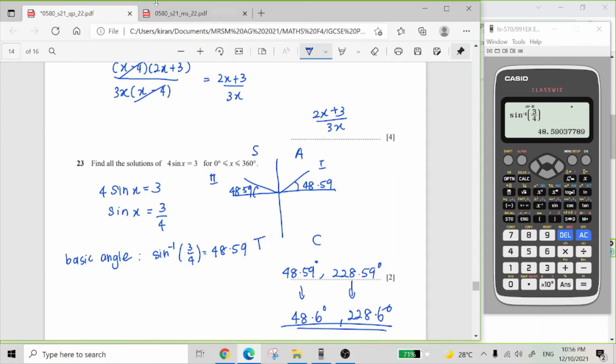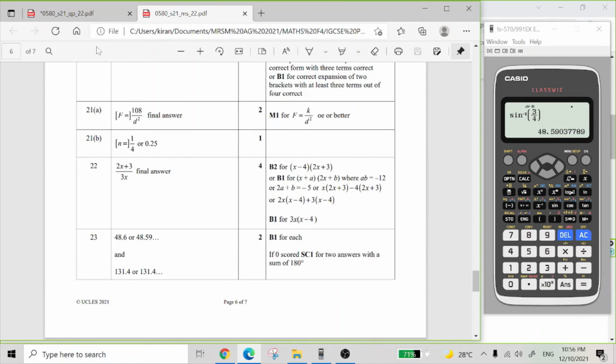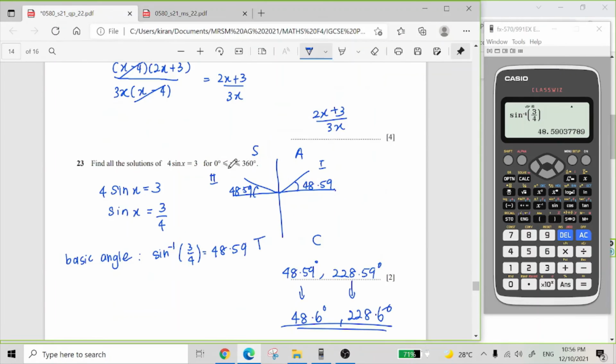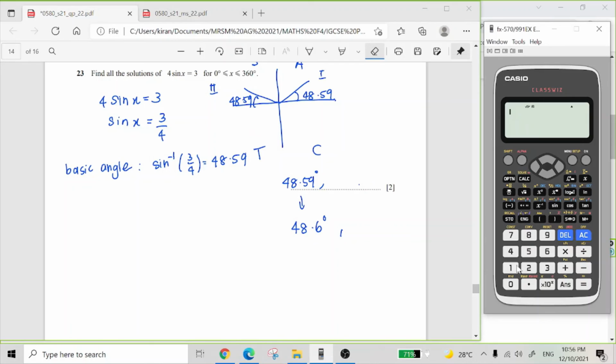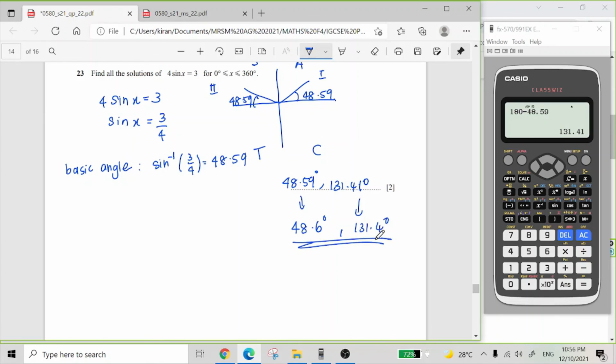Okay, we can recheck this. Oh sorry, not 228. Oh no, this teacher. Because it is in the second quadrant, we just take 180 and minus 48.59. So the answer is 131.41 degrees, so 131.4 degrees. That is the final answer.